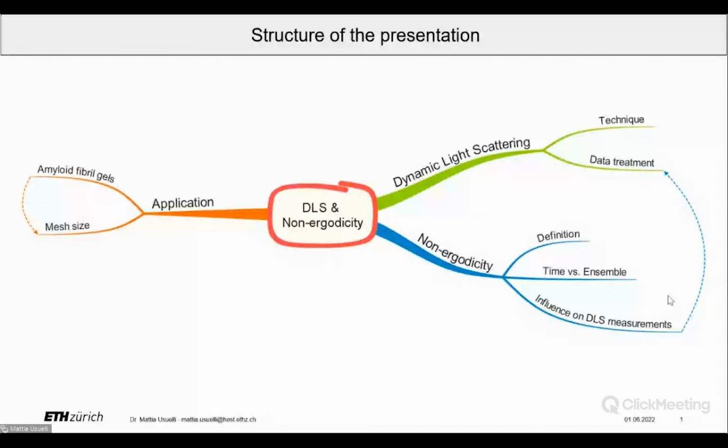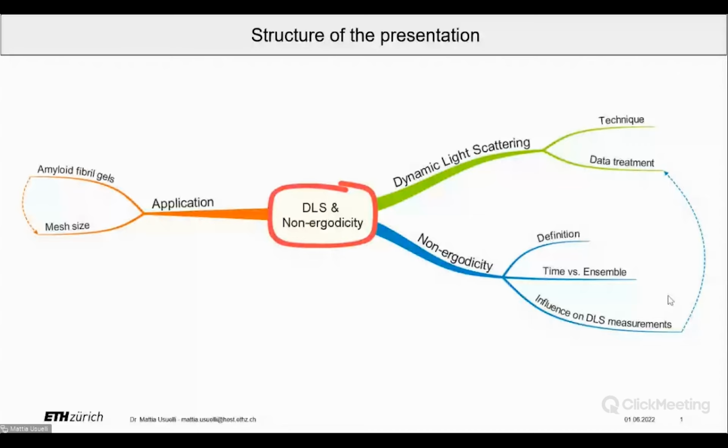The structure of the presentation is the following. First, we will talk about dynamic light scattering, how the technique works and how we should treat the data. Then we will dive into non-ergodicity: what is the definition of non-ergodicity, the differences between time and ensemble average measurements, and what is the influence of this on dynamic light scattering measurements.